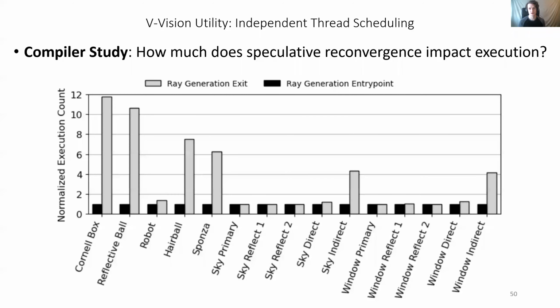A way to measure this is looking at the number of ray generation entry executions versus the exits. Assuming a traditional lockstep execution, this would be 1-to-1, but in independent thread scheduling architectures, we see that it gets as bad as 12 times as many ray generation exits as entry point warp executions. So on average, 2 to 3 threads are active when the exit is executed, which is a very poor SIMT efficiency. I think this was a very interesting study where we were able to gaze into this black box compiler and deduce interesting behavior that was occurring.